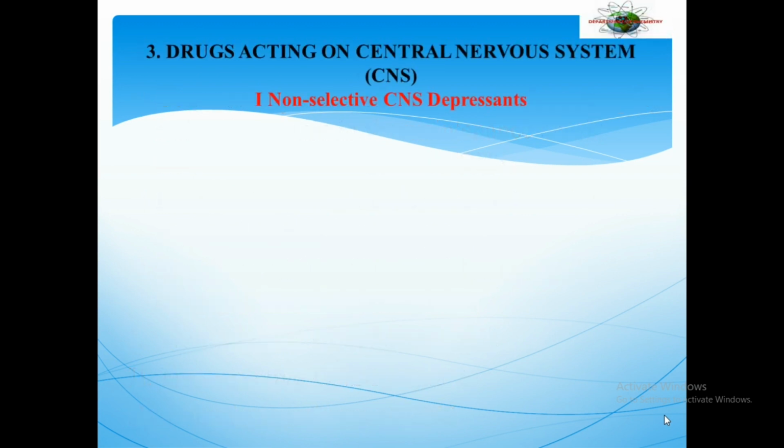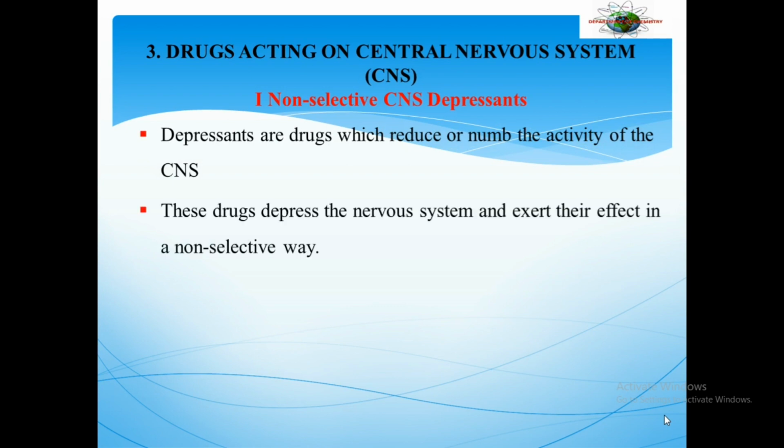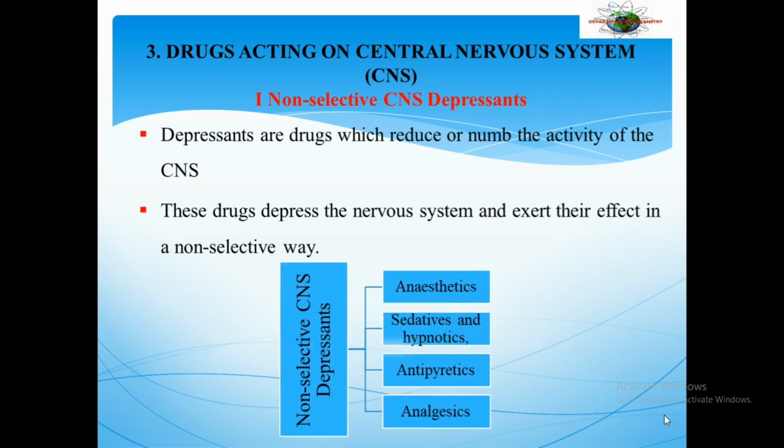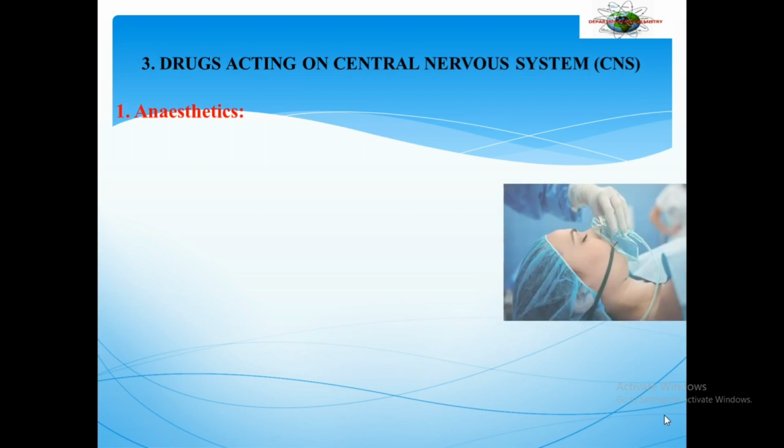Coming to the first category of central nervous system, non-selective CNS depressants. Depressants are drugs which reduce or numb the activity of the CNS. These drugs depress the nervous system and exert their effect in a non-selective way. These non-selective CNS depressants are classified into anesthetics, sedatives and hypnotics, antipyretics, and analgesics. The first class of non-selective CNS depressants are anesthetics.